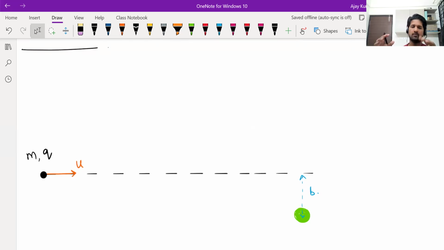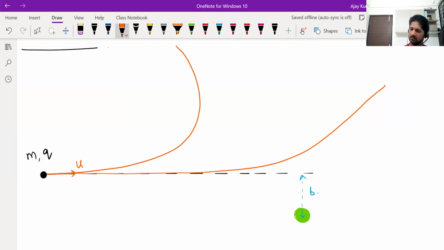So at the same impact parameter, you fire many alpha particles with different speeds, then the deviations will be different. One of them may deviate only a little bit like this if it is going quite fast. If it is going very slow, what will happen? Deviation will be significantly large, because the electrostatic force will show more effect on its path. So how much an alpha particle deviates depends on the speed of projection. And of course, it depends on the impact parameter also.